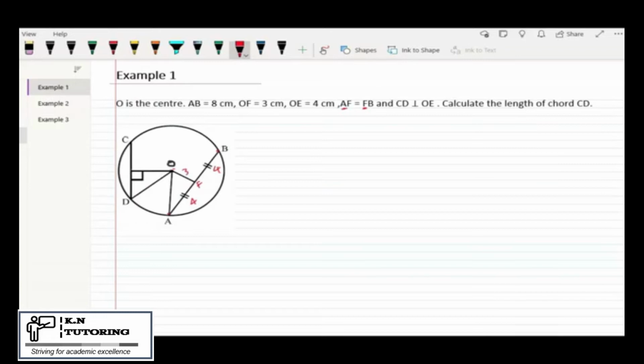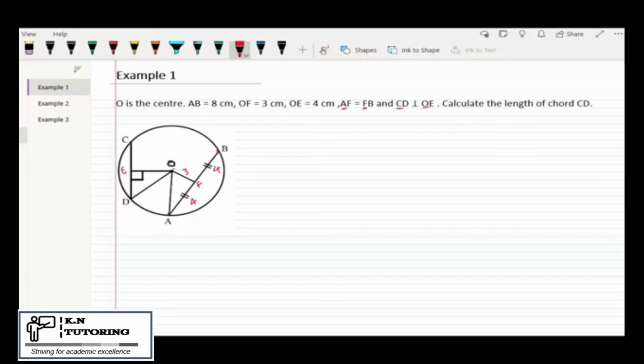And then OE, where is E now? I've got another problem. So it looks like E will be here. How do I know that E is there? Because it's telling me that CD is perpendicular to OE, so my E can only be here. I don't know why E and F were not shown in the diagram. Maybe it's a typing error, but it's very important to link the statement with the diagram.